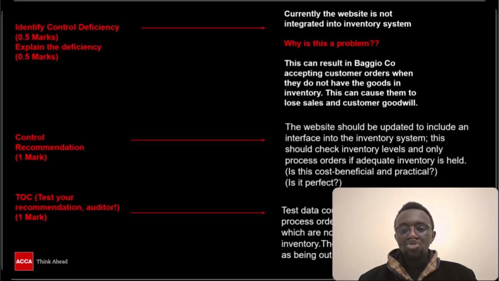And I can try to order something that is out of stock so that I see whether the system is going to flag it as being out of stock or not. If it does this, then that means the system is working, and therefore the recommendation has been implemented, and therefore the control is working, and therefore we are happy.